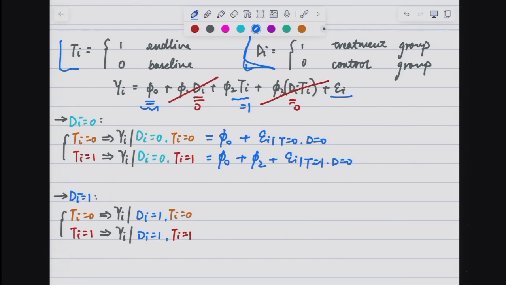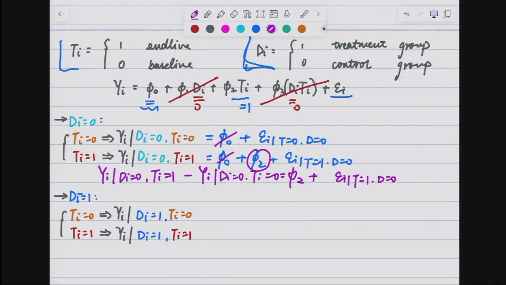Then a simple before-after analysis for those in the control group will have the phi naught term cancel out. And we'll have yi given di is 0 at the end line minus yi given di is 0 at the baseline, which is equal to phi2 plus the difference in the error terms. So it's the end line outcome in the control group minus that at the baseline in the control group.